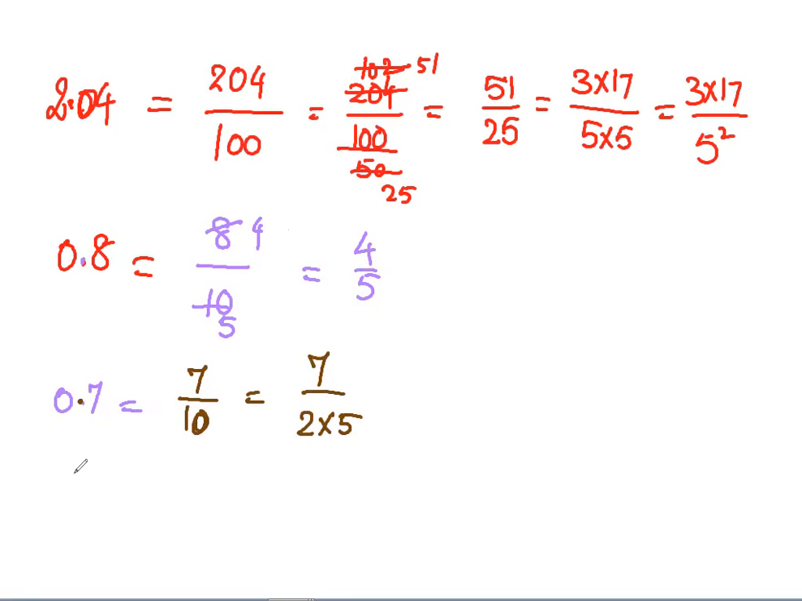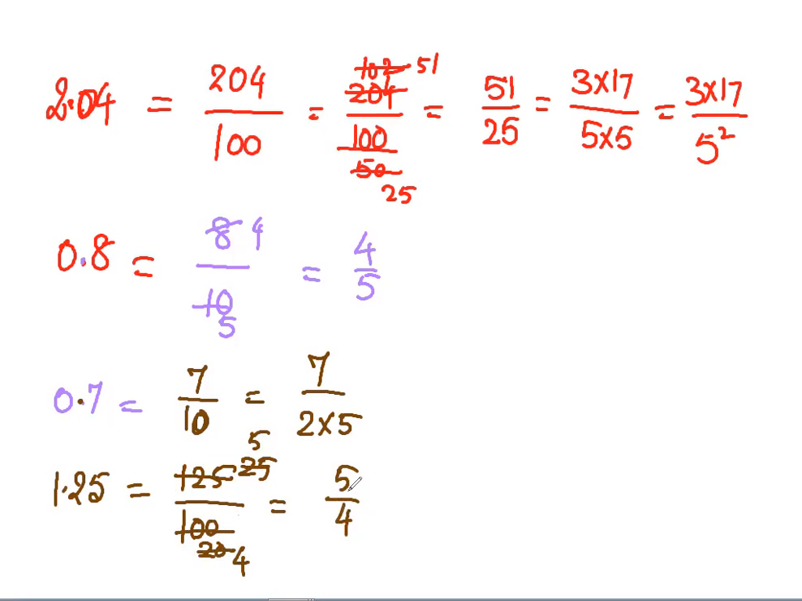Right, take one more example, 1.25. This can be written as 125 by 100, after 1 we have to write 2 zeros because it terminates after 2 digits. Now reduce it to lower terms. 5 twos are 10, 5 fives are 25, 5 fives are 25, 5 fours are 20, so 5 by 4. This is 5 by 4. Here 4 can be written as 2 square.